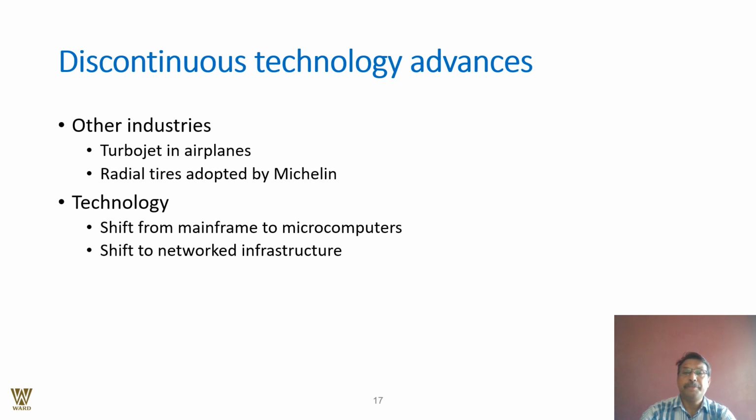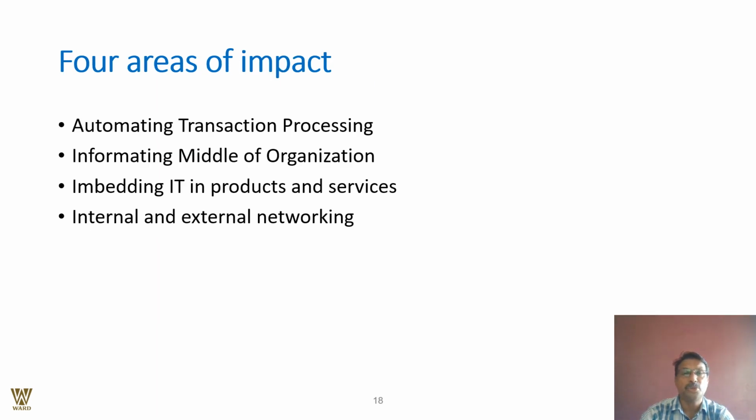Now, discontinuation of technology advances in other industries: turbojet and airplanes, radial tires adopted by Michelin. We have technologies. We have shifted from mainframe to microchip computers. We have shifted to network infrastructures. We have shifted to cloud computing. We have shifted to software as a service. Everything that we are going around, infrastructure as a service, and so on and so forth.